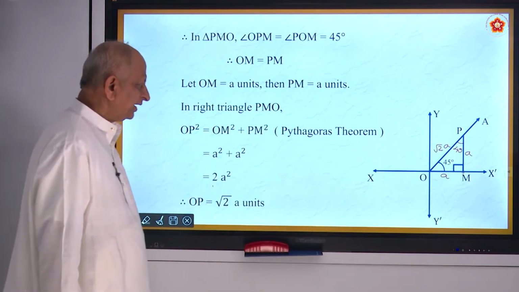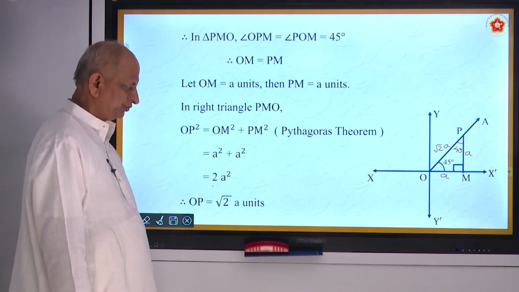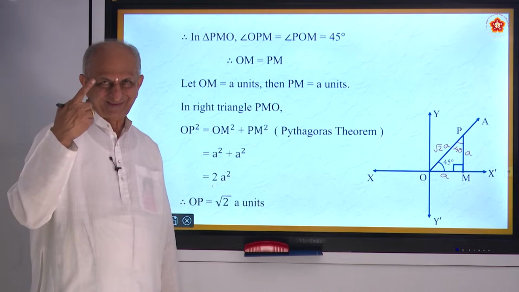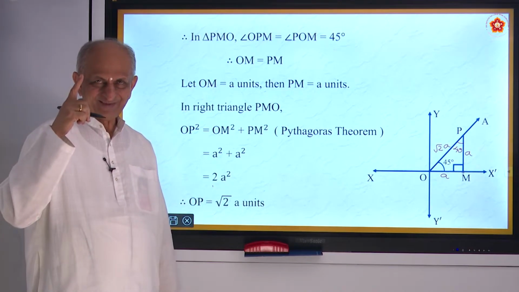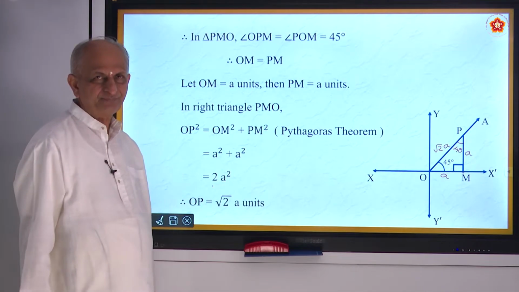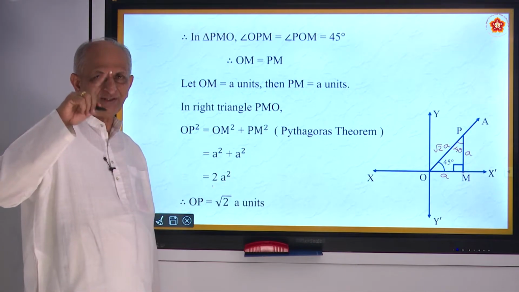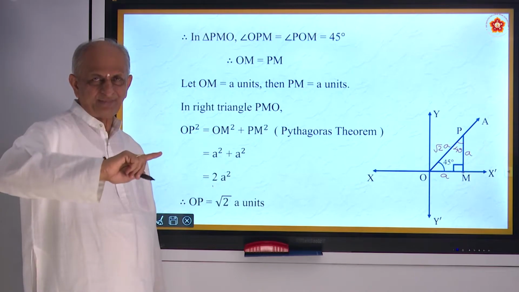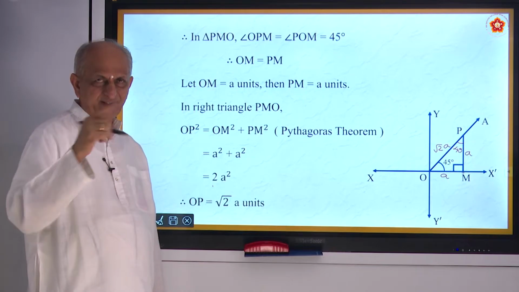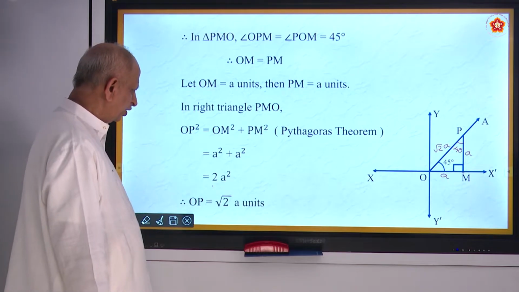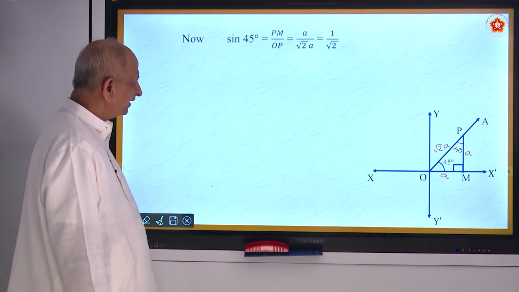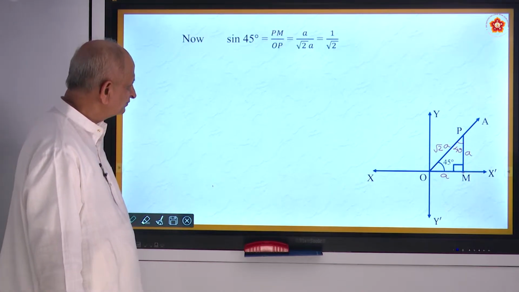You can write the different ratios. What are the 6 ratios? Come on. Sin theta, cos theta, tan theta. Then reciprocal of sin theta is cosec theta. Reciprocal of cos is secant theta. Reciprocal of tan is cotangent theta or cot theta. Okay. Then we will apply it and get the different values.